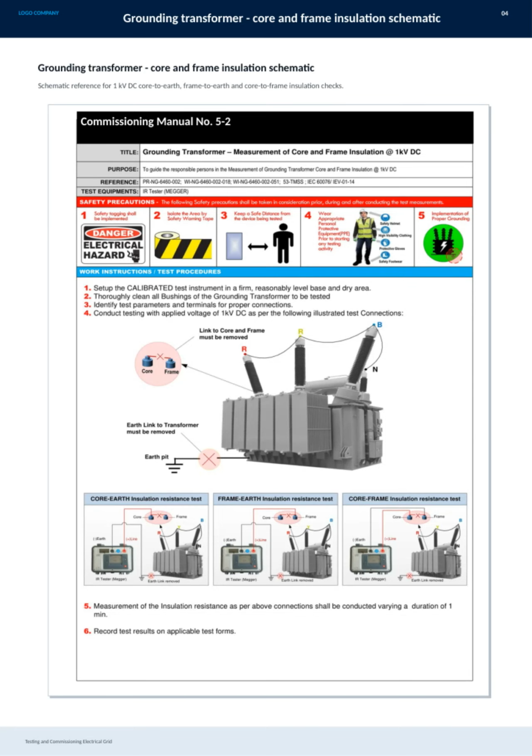Here we have the schematic for the grounding transformer's core and frame insulation, which is crucial for ensuring the safety and reliability of the electrical grid. This diagram serves as a reference for conducting insulation checks at 1 kV DC between core-to-earth, frame-to-earth, and core-to-frame. These tests help identify any insulation weaknesses that could lead to faults or failures. Following this schematic carefully during testing and commissioning is essential for maintaining proper operation and preventing electrical hazards.